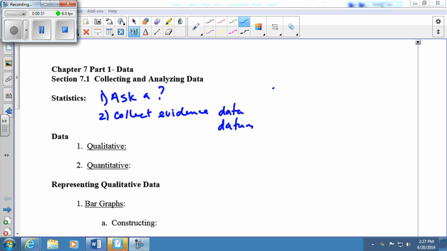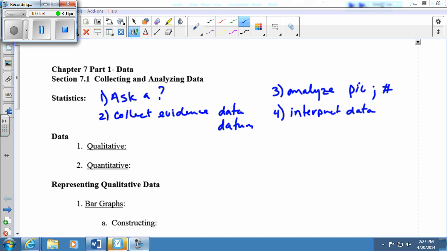Then you're going to take that data and you're going to analyze it. You're going to look at it both as a picture and numerically. So you're going to look at it as a picture and look at the numbers that result from your data. And then the last thing you're going to do is interpret the data. You're going to find out, what is it telling me? What does it mean? What are the results?